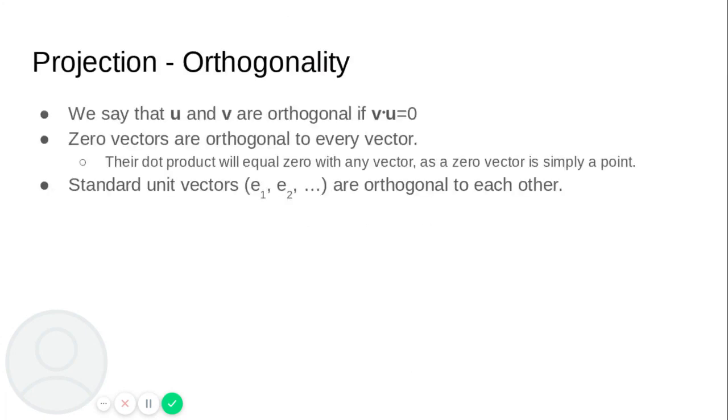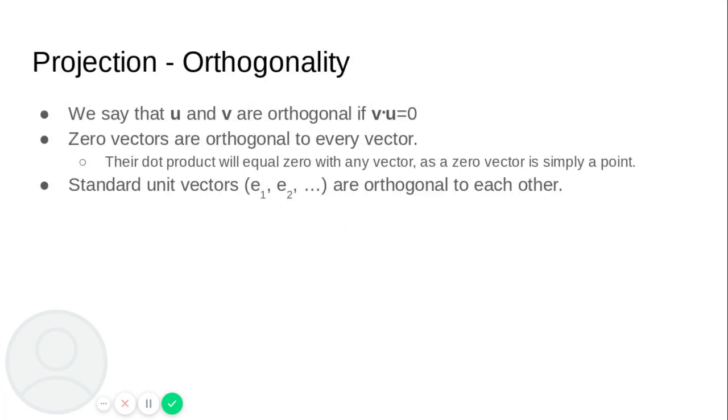So today we're going to talk about projection. In terms of projection, we want to talk a little bit about orthogonality. We say that u and v, two vectors, are orthogonal if their dot product equals 0. This is due to the formula of the dot product.